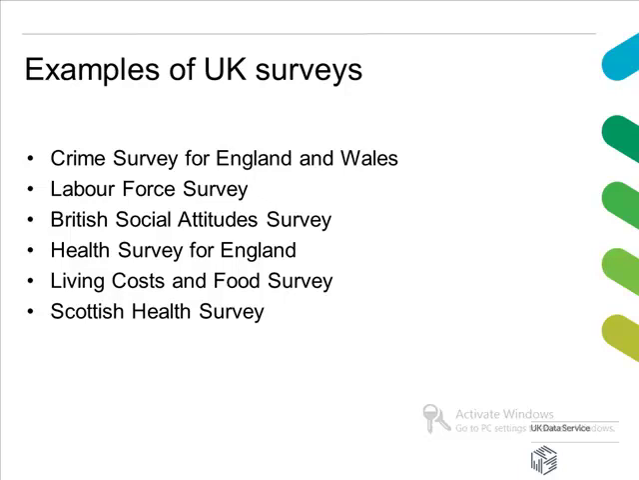And here are some examples of these surveys. So we've got the crime survey for England and Wales, pretty self-explanatory, I think. Labour force survey, that's the really big survey that a lot of people use, and that's obviously all about people's working conditions and how they work and the hours that they work and that kind of thing. Social attitudes survey, the health survey for England, there's also one for Scotland. We have some surveys that are just for Wales, say, or just for Scotland. Some of them are for the whole of the UK. You know, it depends on the particular survey.